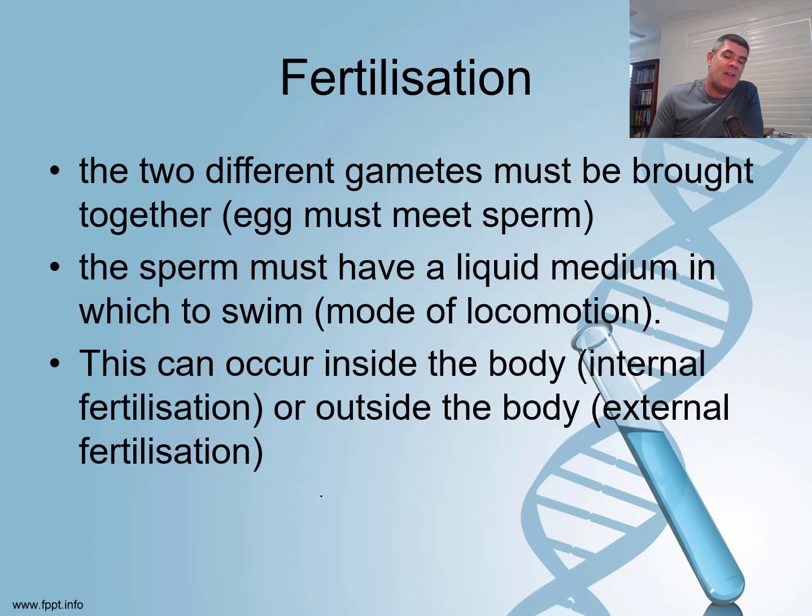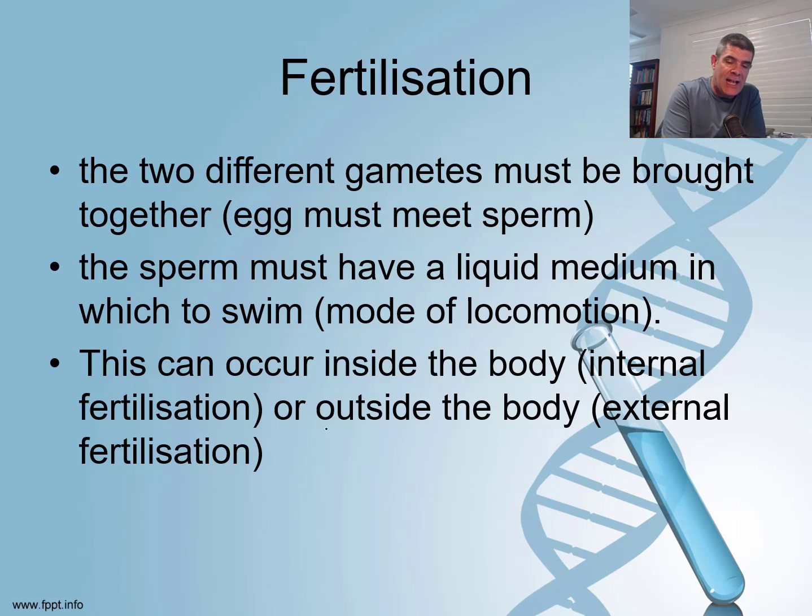The sperm need to have a liquid medium in which they can swim. Their mode of locomotion is swimming. They have tails that allow them to swim through a liquid medium, and therefore that liquid medium has to be present in order for the sperm to move from the male to the female. Now, this can actually occur within the body, both within the body of the male and the body of the female, or it can occur outside.